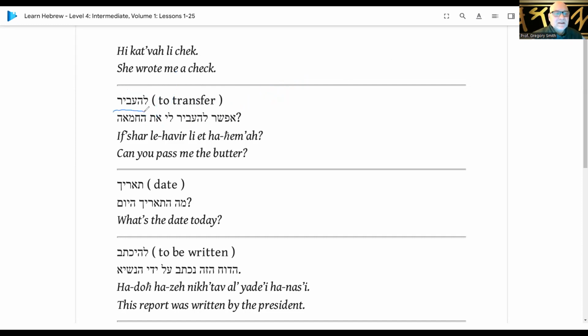Remember, these are used in different contexts. Remember these down here? Before, this was used as to transfer money, but it can also mean to convey. Okay, so can you pass me the butter? All right, so there's that one.